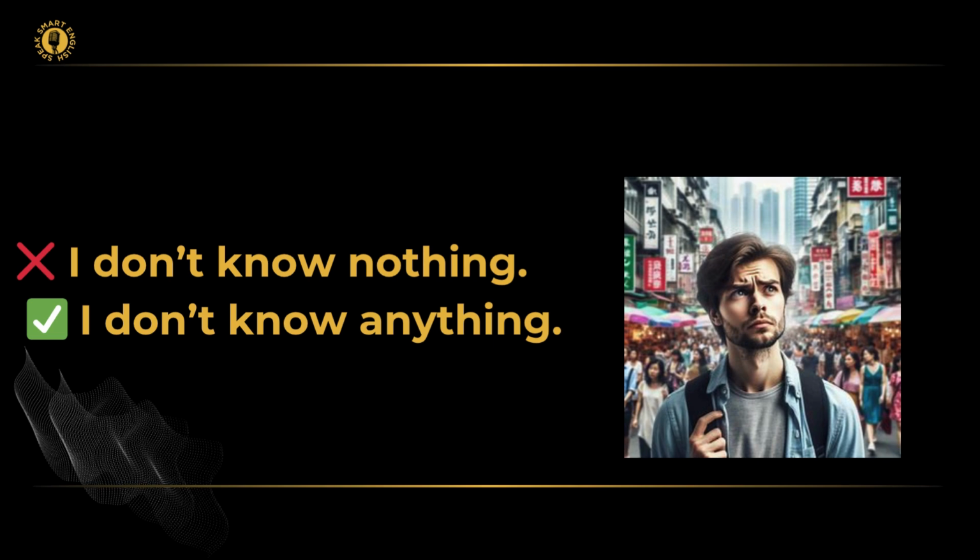Mistake 3. Double negatives. In English, double negatives cancel each other out and confuse meaning. "I don't know nothing" is not correct. Say, "I don't know anything". "She didn't say anything" is correct, while "she didn't say nothing" is incorrect. Another example on this, don't say, "I can't find nobody", say, "I can't find anybody". One negative is enough. Use words like anything, anybody, ever to stay correct.